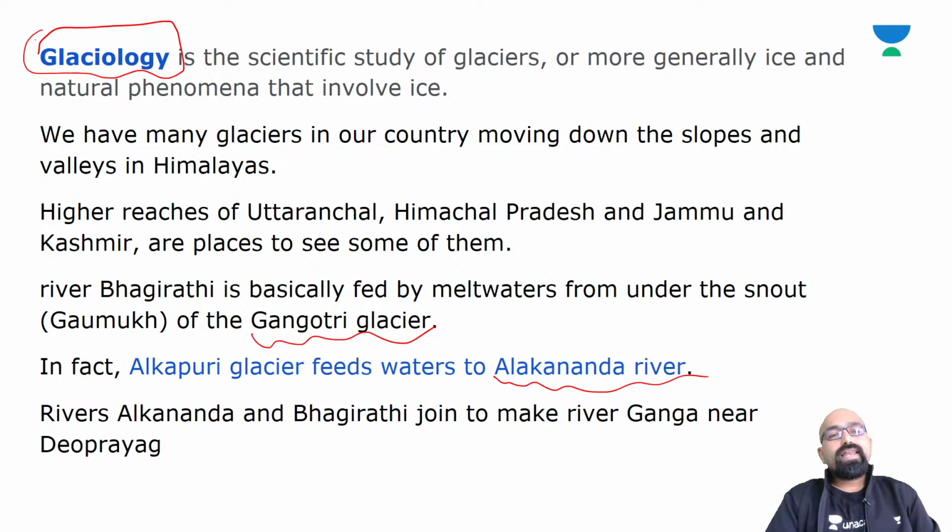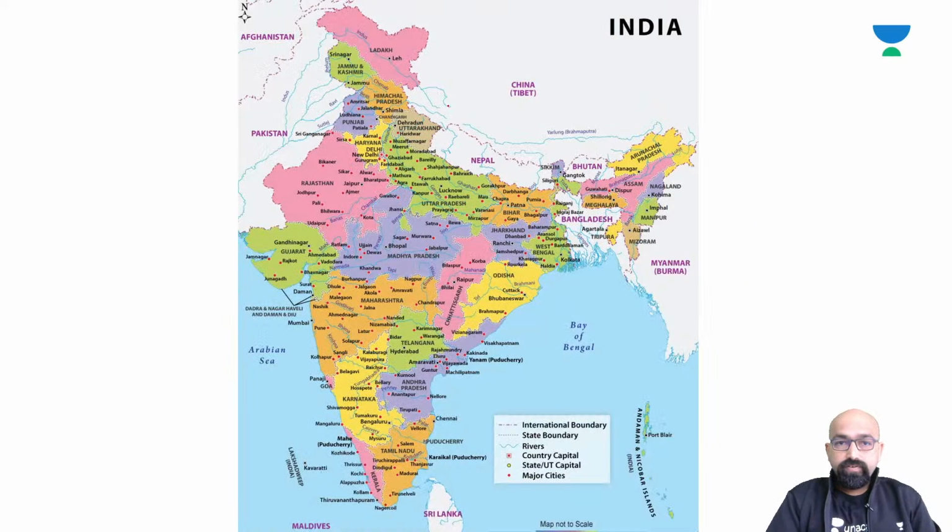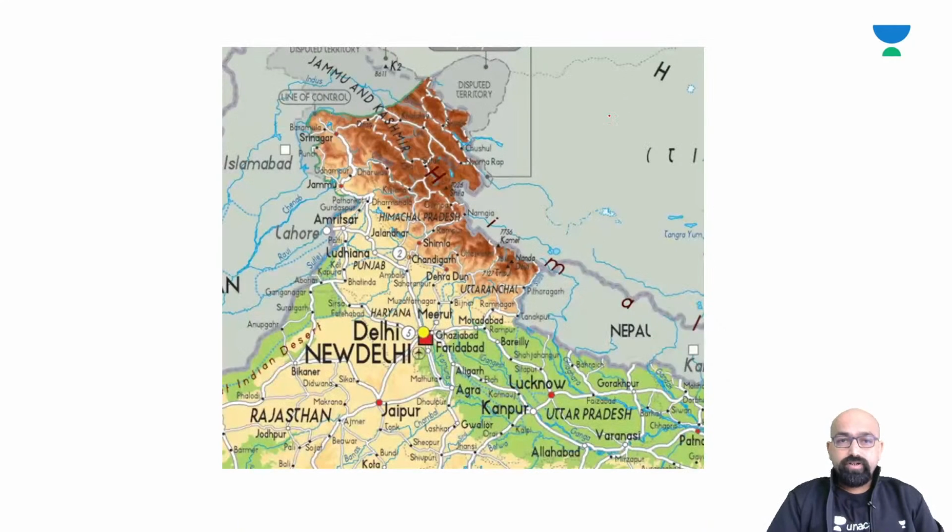So a glacier burst in Uttarakhand's Chamoli district triggered an avalanche. So we are talking about a glacier burst in Uttarakhand, which triggered an avalanche and massive flooding along the Alaknanda and Dhauliganga river.